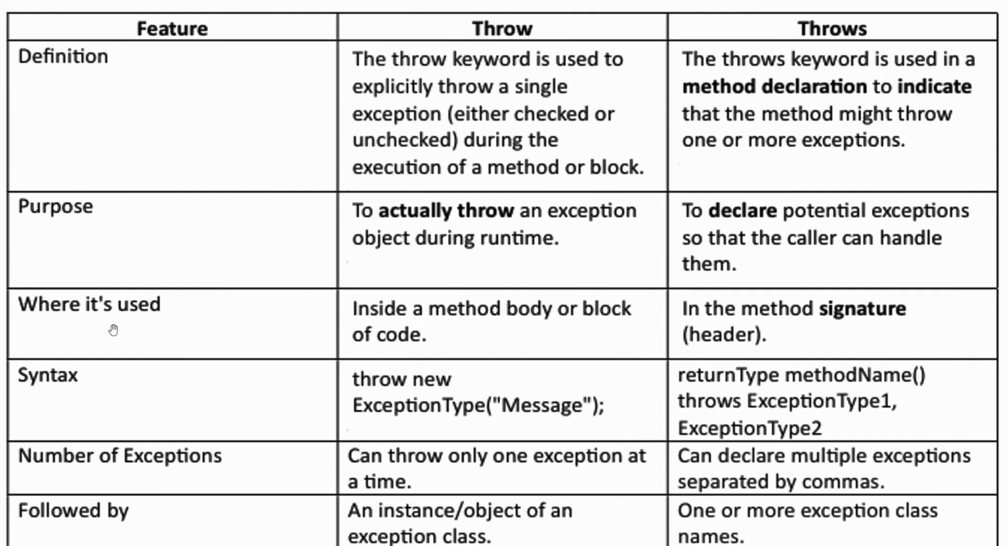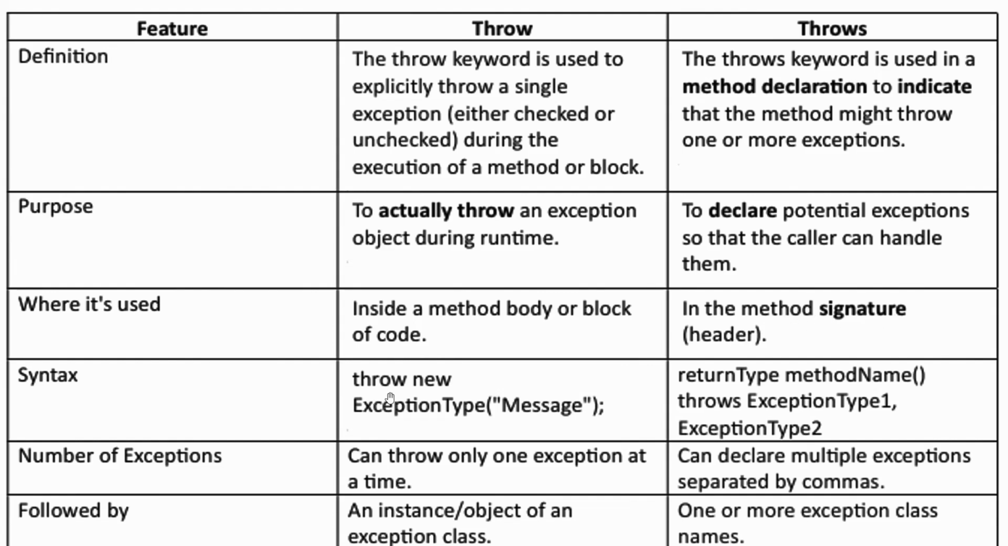So let's see where it is used. The throw keyword is used inside a method or a block of code, and the throws keyword is used in the method signature, at the header.